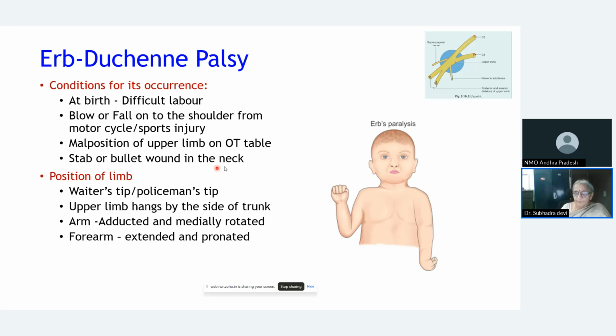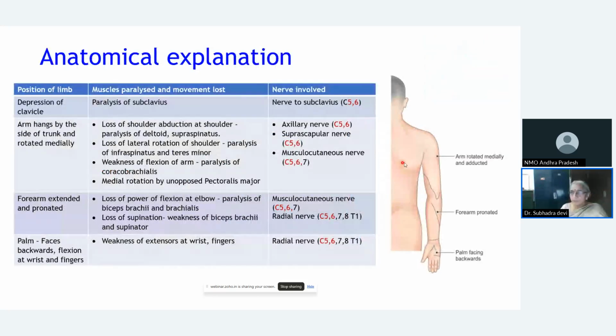And what will be the position of the limb? It is called the waiter's tip or policeman's tip. So the upper limb hanging by the side, arm adducted and medially rotated, forearm extended and pronated. So that position you will be seeing, and you should be able to give explanation for each of it and what muscle is paralyzed. So depression of clavicle, the subclavius muscle it will supply.